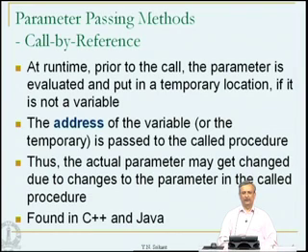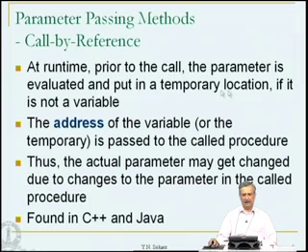Let us look at call by reference. At runtime, prior to the call, the parameter is evaluated, and put in a temporary location if it is not a variable. Okay. So, the address of the variable is also passed to the called procedure. So, this is the difference. We have the address of the variable which corresponds to the parameter, and the value is also available through this particular address. If the parameter itself is a function, there is not much that we can do.